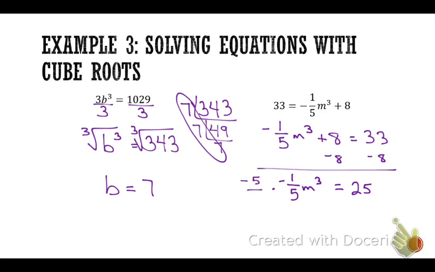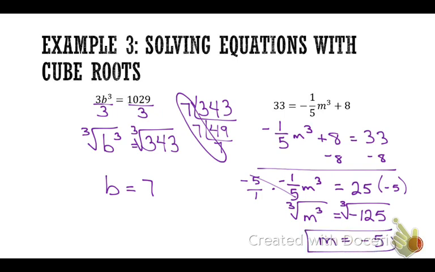Now, how do I get negative 1/5 to cancel? Times it by negative 5. So what's 25 times negative 5? Negative 125. Now I need to do the cubed root of negative 125. What did you get? Maybe you did the upside down division. What did you get for cubed root? Negative 5. M equals negative 5.